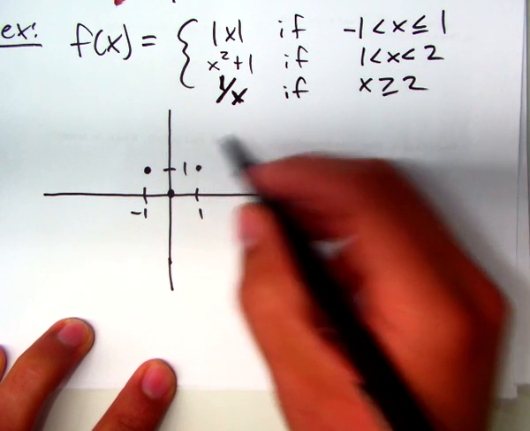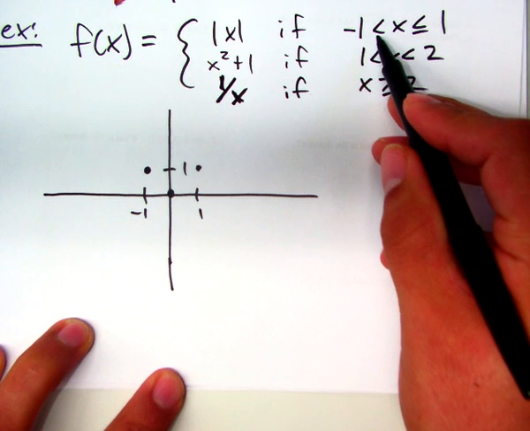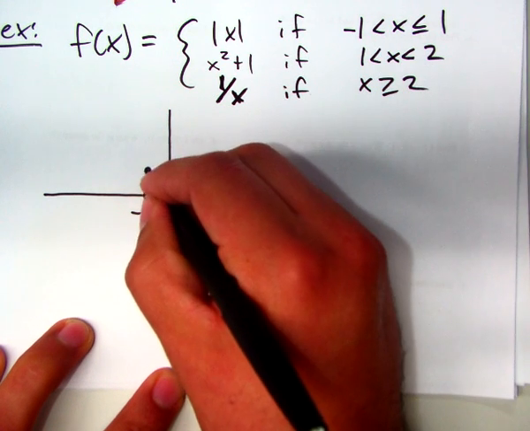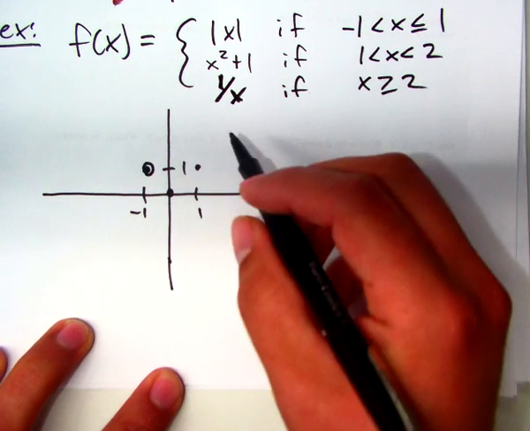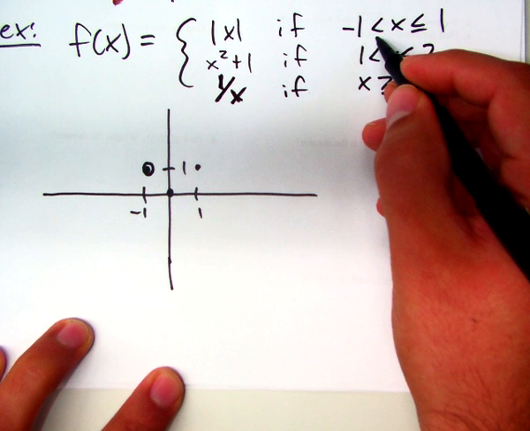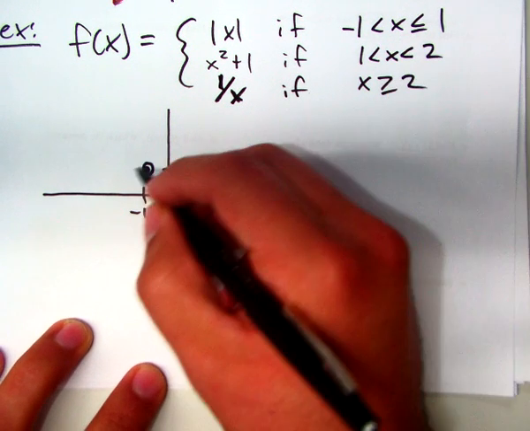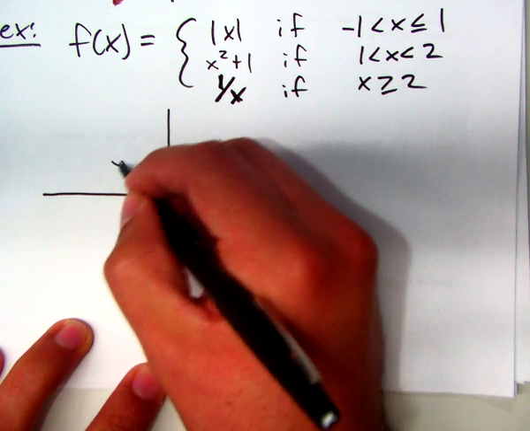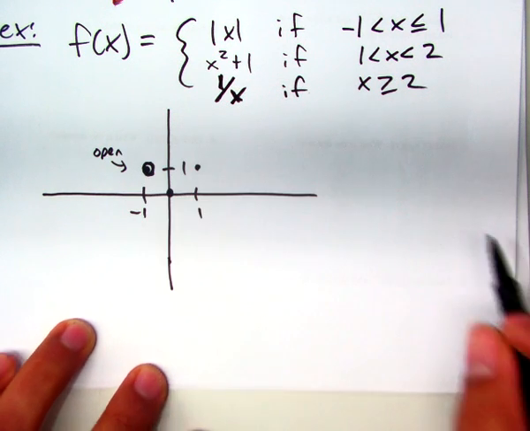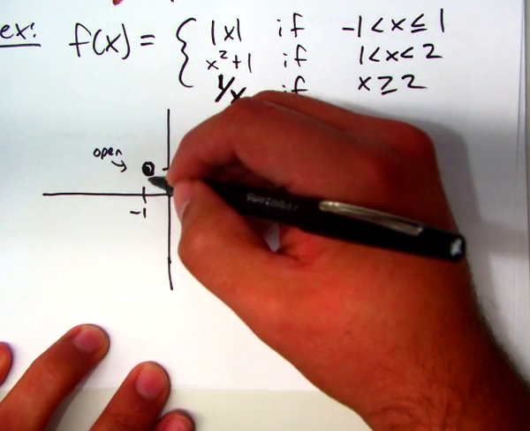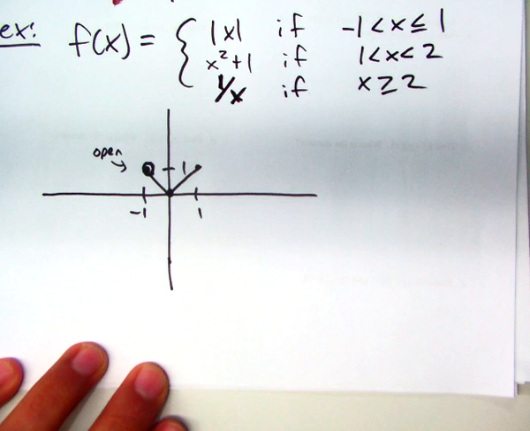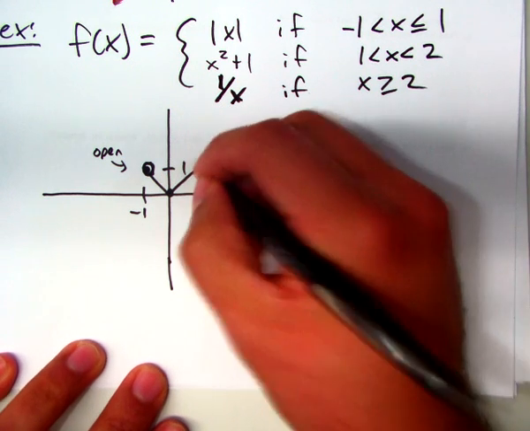Now I already made a mistake, I'm sorry. Negative 1 was open, because there's no equal to here at negative 1, just less than. So this should be open. Okay? And we just connect. So there's one part of the graph. So we're done with that one.